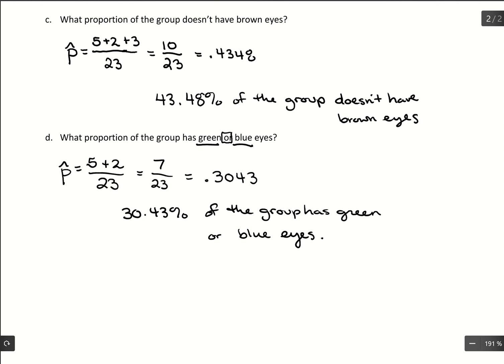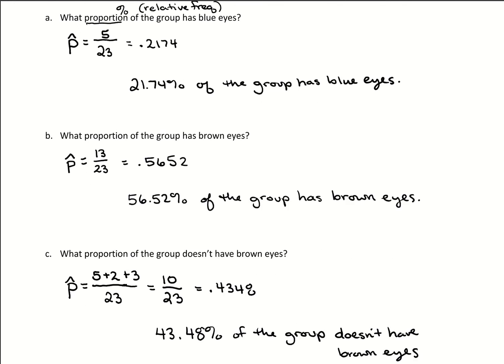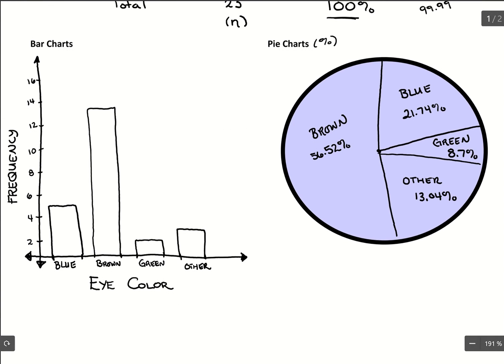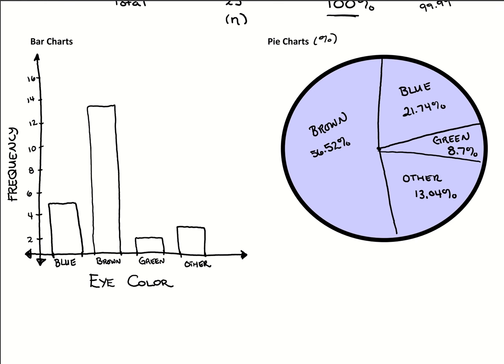So this is what we can do when we have a single categorical variable. We can calculate proportions using our frequency table and relative frequencies. We can display it with a bar chart to show the frequencies or a pie chart to show relative frequencies.